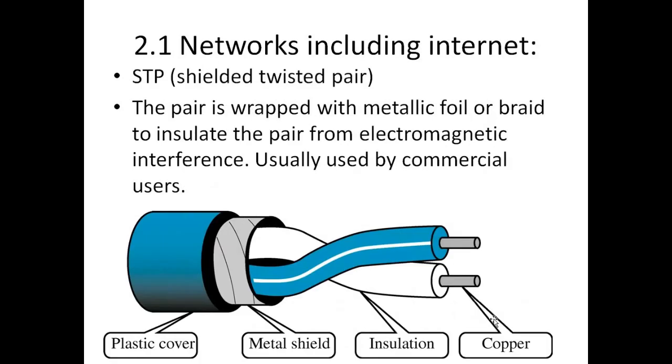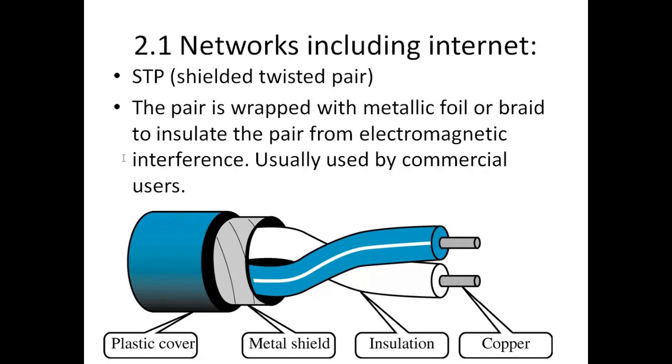In a shielded twisted pair, or STP, every pair of wires inside the twisted pair cable is wrapped with a metallic foil or a braid to insulate the pair from electromagnetic interference, and it is more costly, so it is normally used by commercial companies only for their networks.